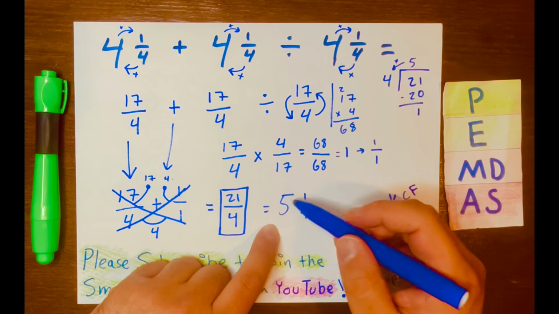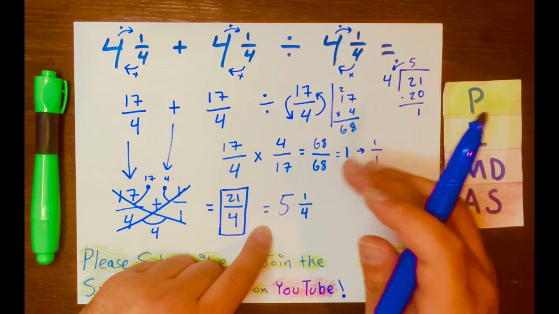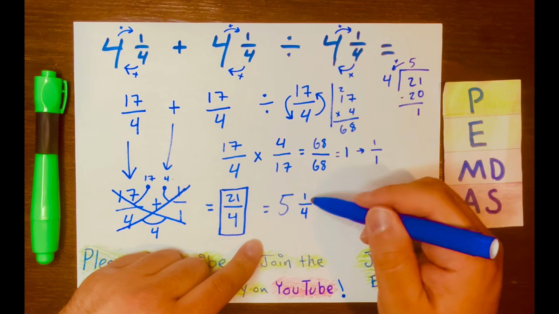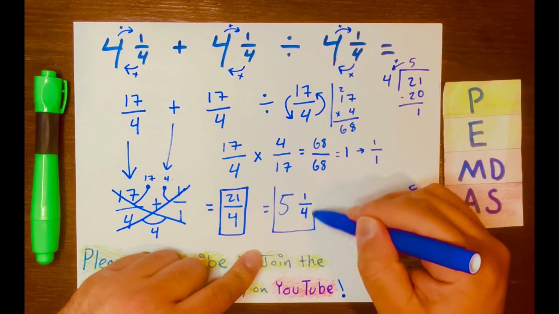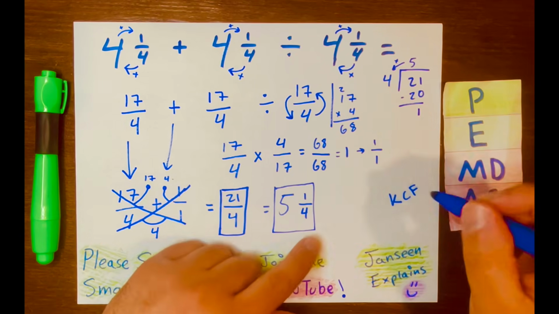So the answer in a mixed, wow, I forgot the name already. Mixed number form is 5, 1 over 4. That's because I'm talking a little fast to make the video a little shorter.